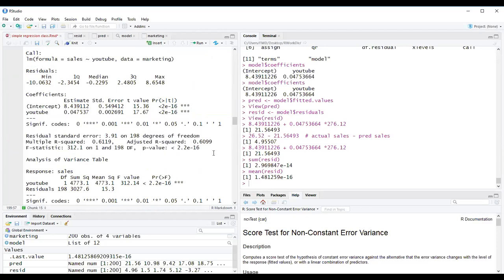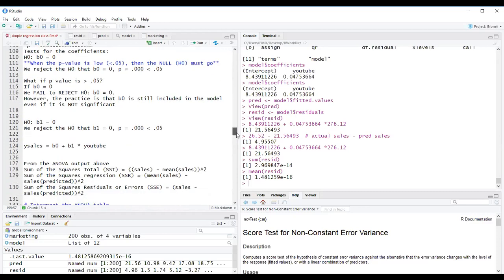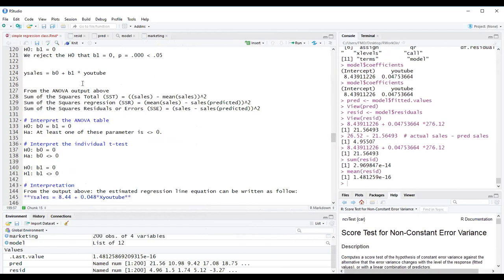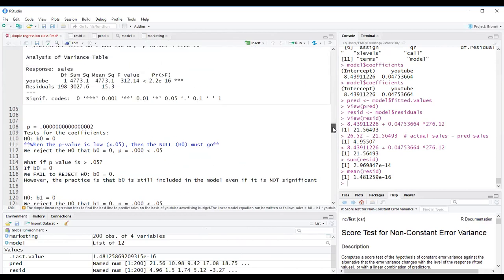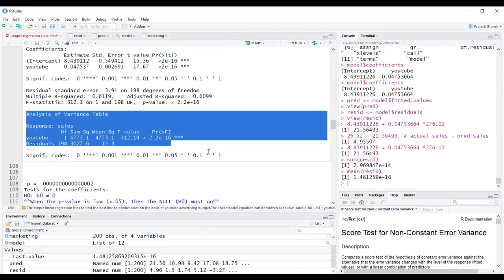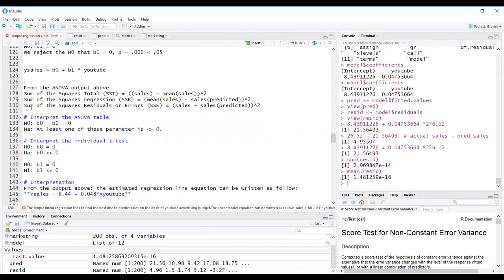ANOVA test. Okay, I have not yet discussed the adjusted R-squared, guys. We need to discuss this, so let me discuss that first before we go to the other forms. Okay, so here, I put something here, guys. This is our ANOVA output. This one. So let me copy this here.